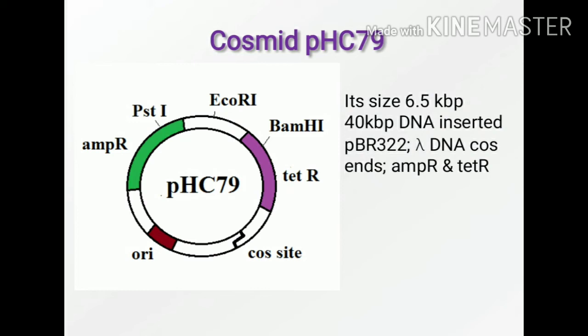Cosmid pHC79 has ampicillin resistance gene and tetracycline resistance gene, and the origin of replication of pBR322 and cos ends of lambda DNA. The size is 6.5 kilobase pair and nearly 40 kilobase pair foreign DNA can be inserted into this cosmid.